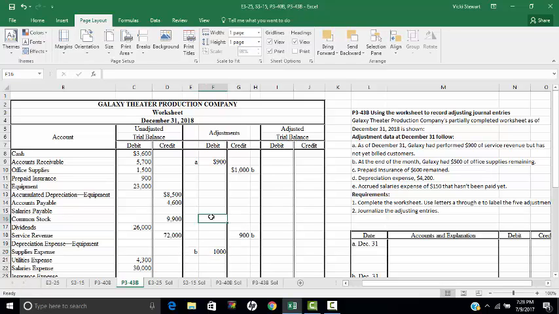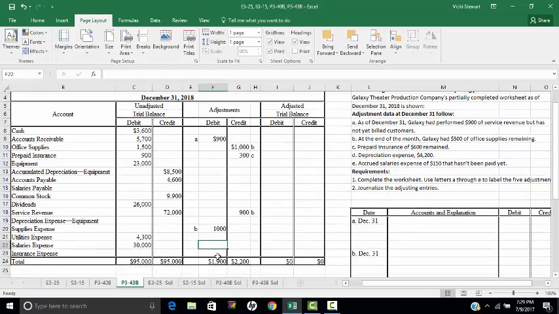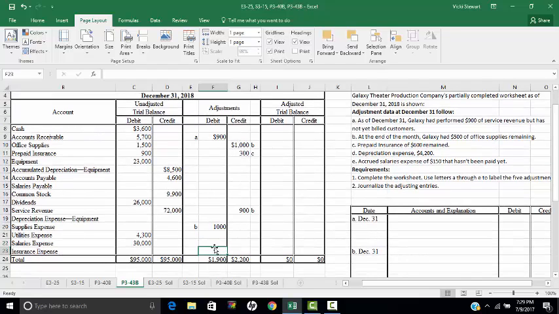C states that prepaid insurance of $600 remained. We see in our unadjusted trial balance we have a $900 balance in prepaid insurance. So if we need $600 to remain, that means we need to make a credit entry to prepaid insurance of $300. And then our debit will be to insurance expense for the same amount.